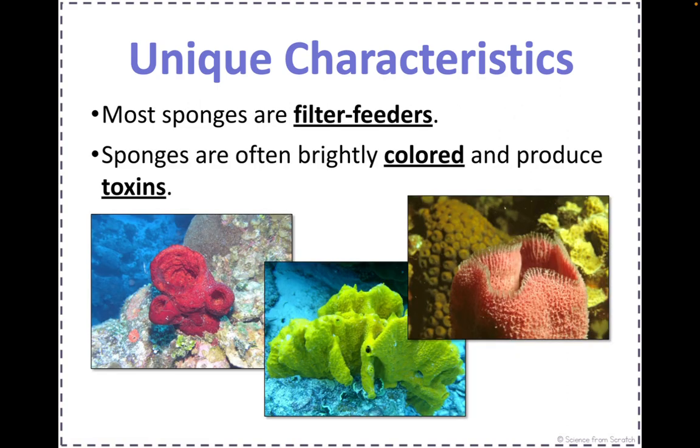Okay, a couple more unique characteristics we'll talk about. Most sponges are filter feeders, so none can do photosynthesis. Some of them can hunt, but most are filter feeders. And then sponges are often brightly colored, as seen on this slide, and they do produce toxins. These toxins deter predators and competition. We have also begun, as humans, using these toxins in certain medicine. These medicines include drugs to help treat herpes, HIV, and even cancer.